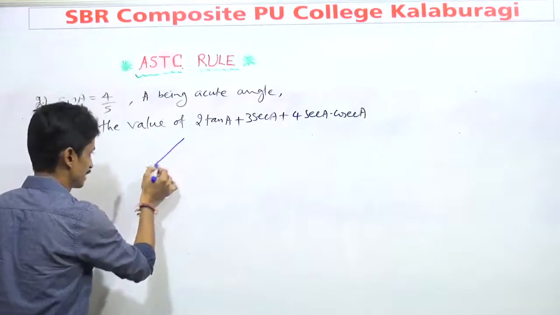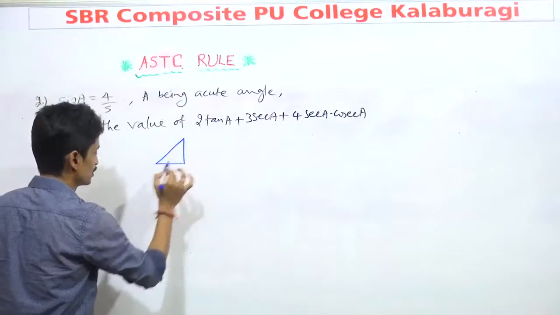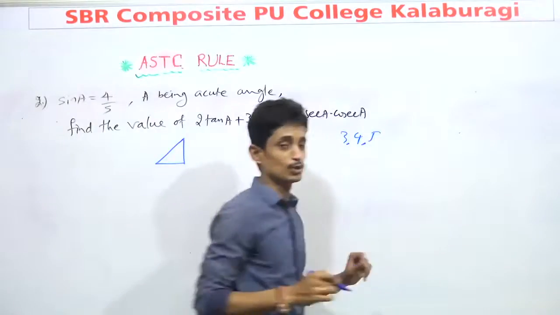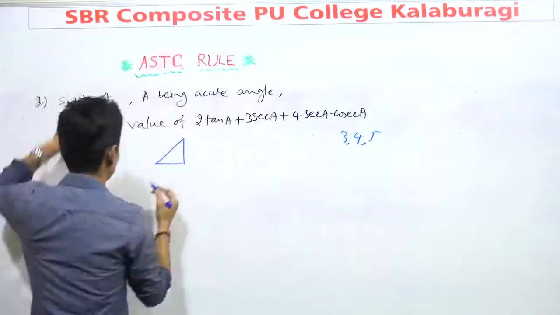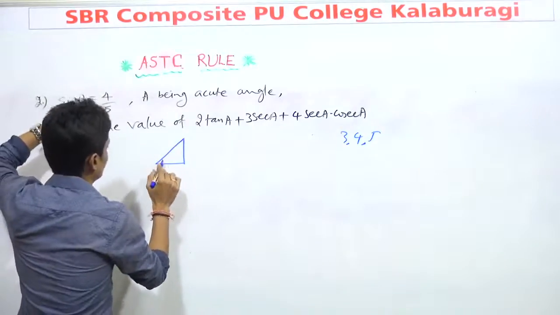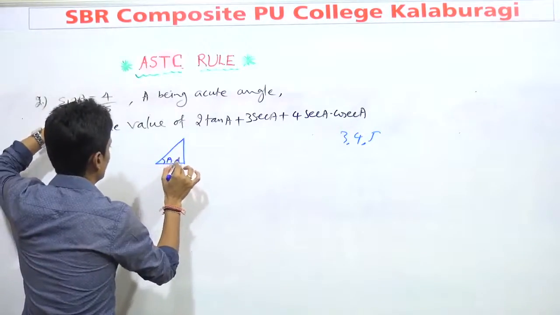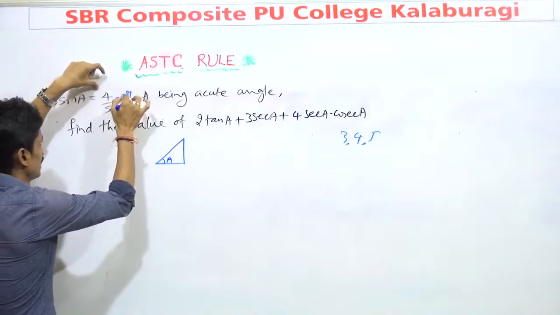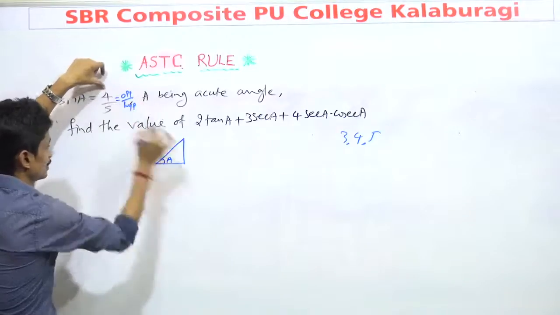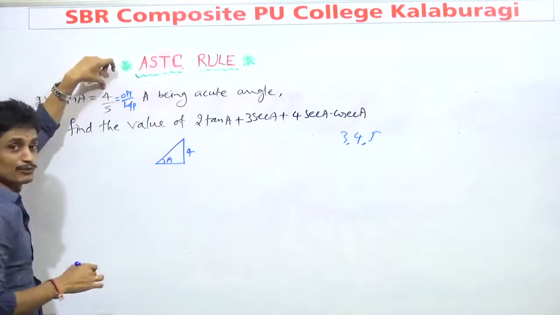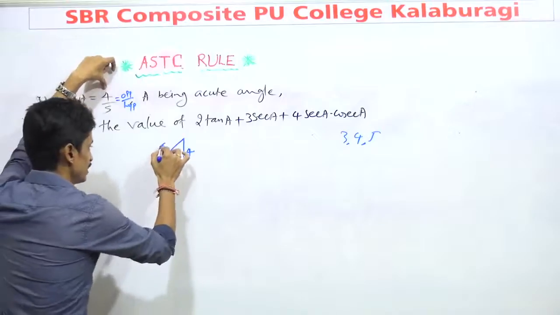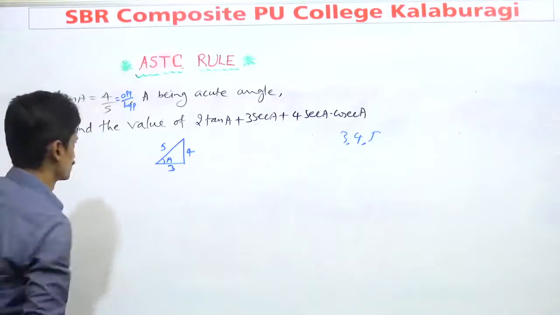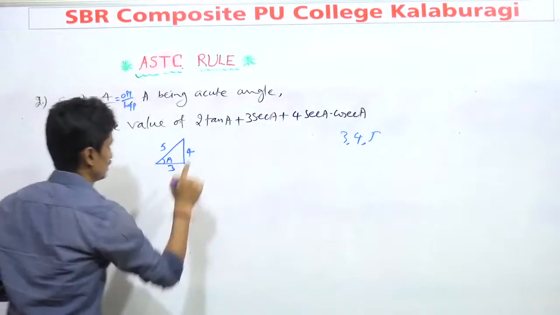Let us take a right angle triangle first. Keep in mind 3, 4, 5 are the Pythagorean triplets, so it is not necessary to compute. Now I will take an angle A. Sine is opposite side divided by hypotenuse. That's why the opposite side is 4 and hypotenuse is 5. If we simplify, the other side is 3. Now, what ratios are required?